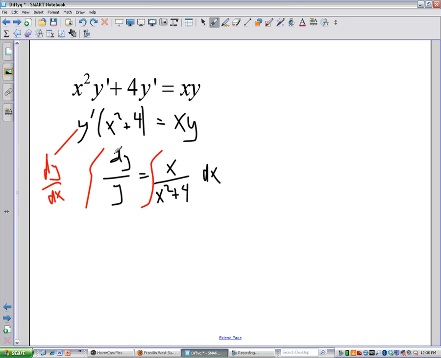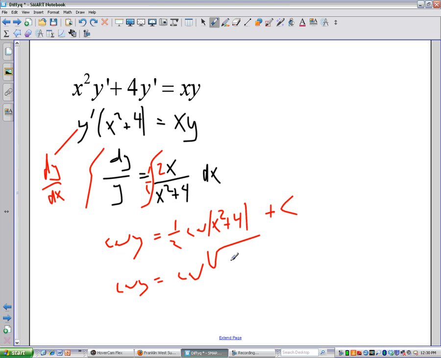And so when we integrate this, the integral of dy over y is the natural log of y. This one looks like it could be a u prime over u. We pop a 2 in, take a 2 out, so we get 1/2 the natural log of x squared plus 4, and we do a plus c on that one. And then at this point, let's see, what would we do? We'd say the natural log of y is equal to the natural log of the square root of x squared plus 4 plus c. I have a feeling my c is going to change.